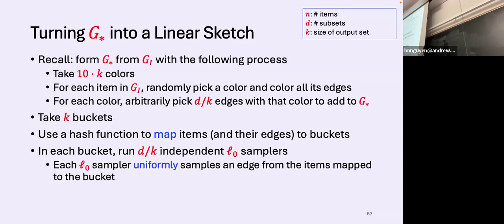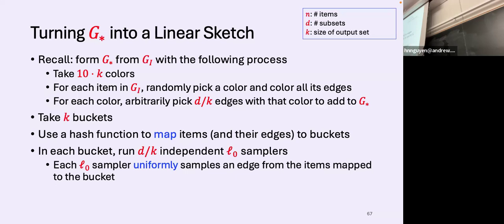For anyone who doesn't know what an L0 sampler does, in this context it uniformly samples an edge from the items mapped to that bucket. So this is almost equivalent to the coloring scheme, but now I'm throwing items into my buckets. You can say I'm throwing items into my colors, and in each bucket, or each color, I'm sampling D over K of the edges.